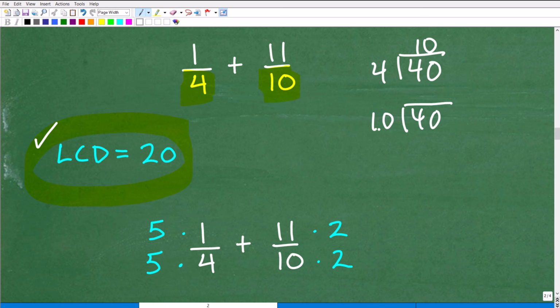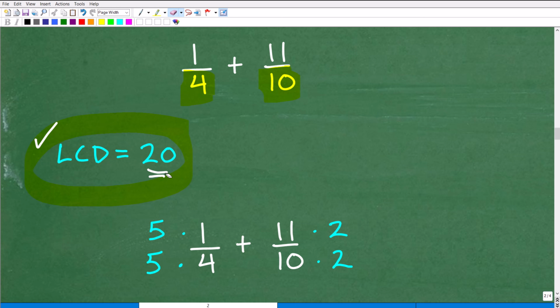So this, of course, is going to be 10, and this, of course, will be 4. But here's the deal. Is 40 the lowest number that both 4 and 10 divide into? No, it's 20. 20 is the lowest number that both 4 and 10 divide into. Now, if you're still confused about the LCD, which many students are, you definitely need to review basic mathematics.